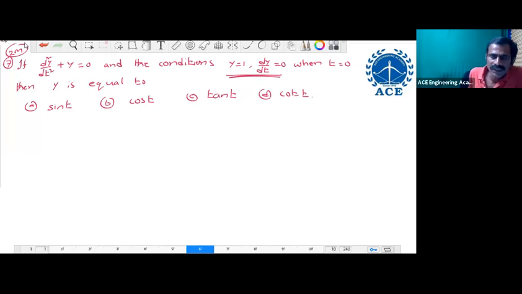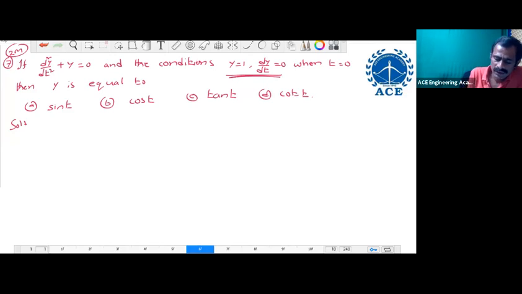Whenever the problem is given like this, we try to choose the answer by verification without doing the problem like the previous one. If you want to do this problem like the previous problem, we can do it. But here we try to choose the answer just by verification. By verification means using the conditions we try to choose the answer, if possible.